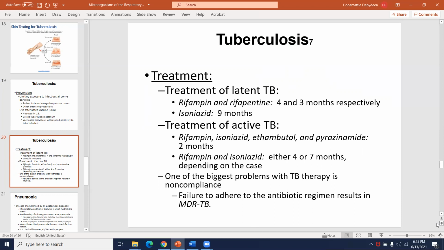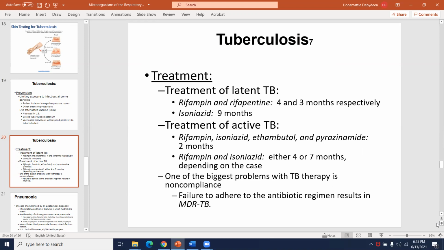Latent TB, the second phase, you end up with rifampin and rifapentine for 4 and 3 months respectively, and then isoniazid, the INH, for another 9 months. And again, like I said, even if you feel you're completely treating them, you generally have a few organisms left behind.